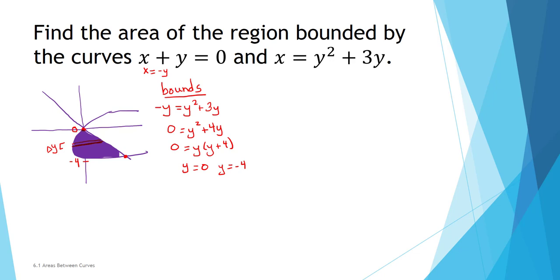Okay, so now to find the area, we're going to set up our integral. We're going to integrate from negative 4 to 0, right? The bottom y value to the top y value. We're going to take the right curve, which is this straight line, x equals negative y. We're going to subtract the left curve, which is the parabola, x equals y squared plus 3y, dy. Notice everything in here is y's because I'm integrating with respect to y.